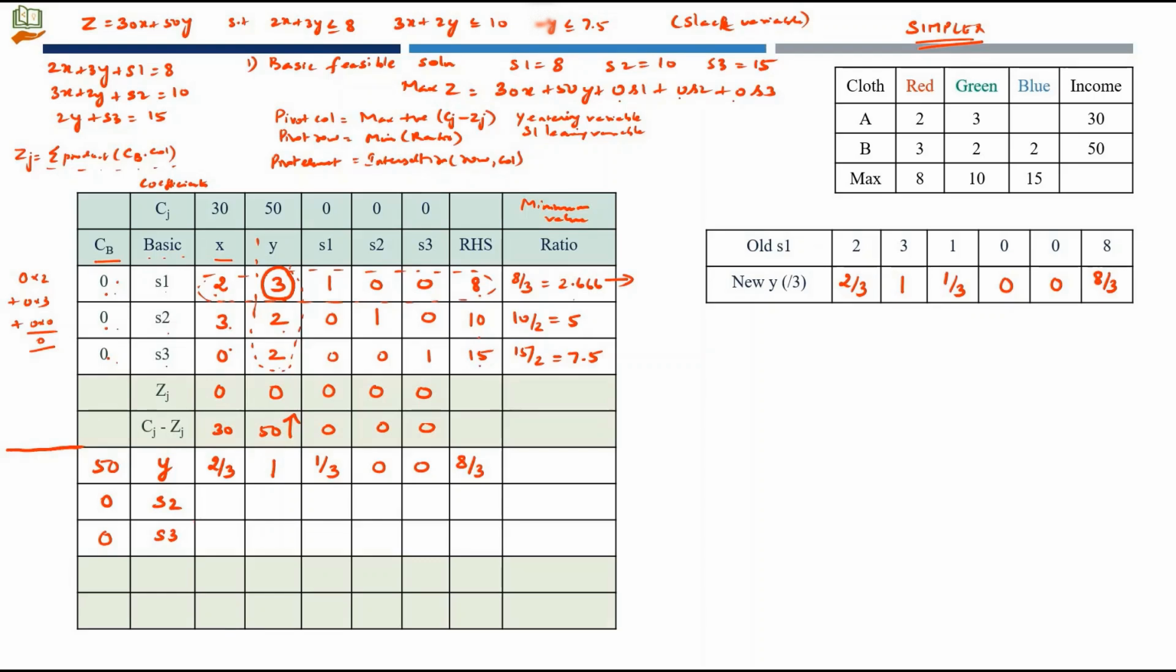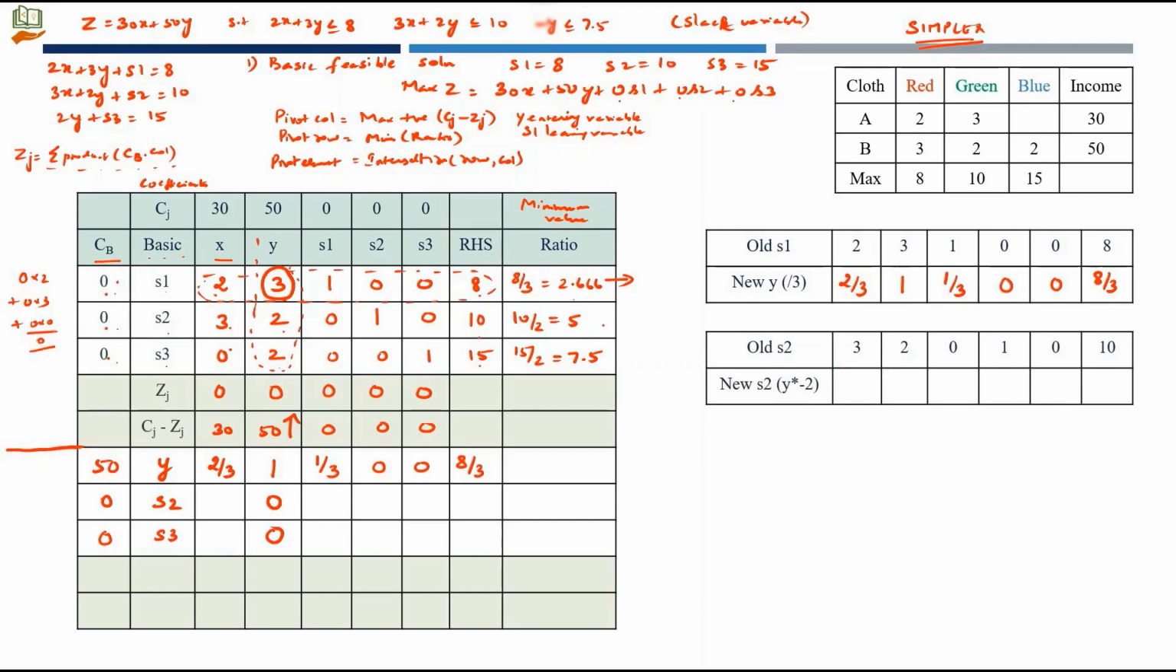How should you find S2's new row? Only the pivot element should be 1 there. The remaining entry should be 0. Now we have to do certain calculations to make this particular place 0. So let's take the S2 row first. The old S2 row is 3, 2, 0, 1, 0, 10. In order to make this 2 as 0, you can either multiply y by 2 and then go for subtraction, or you can directly multiply it with minus 2 and then go for simple addition. Whichever way you choose, it's fine. We are choosing this way.